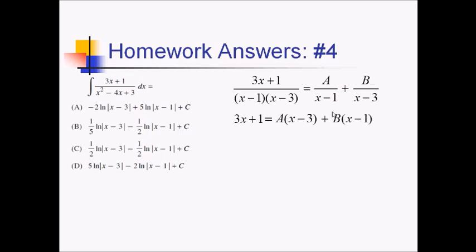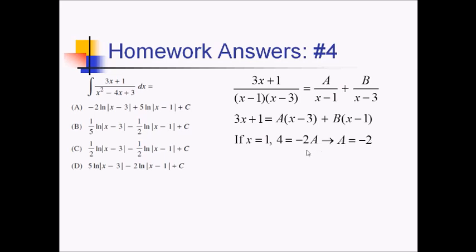Now I have to find a and b. I'm going to pick a value of x that lets me find each one. To find a, I need to get rid of b, so I'm going to pick an x value of 1 to plug in. If I plug in 1 for x in this equation, on the left side, that's going to be 3 times 1 plus 1, so 4. On the right side, the b value cancels out, so we just have a times, we're plugging in 1, so 1 minus 3 is negative 2, so negative 2a. Dividing, we get a equals negative 2.